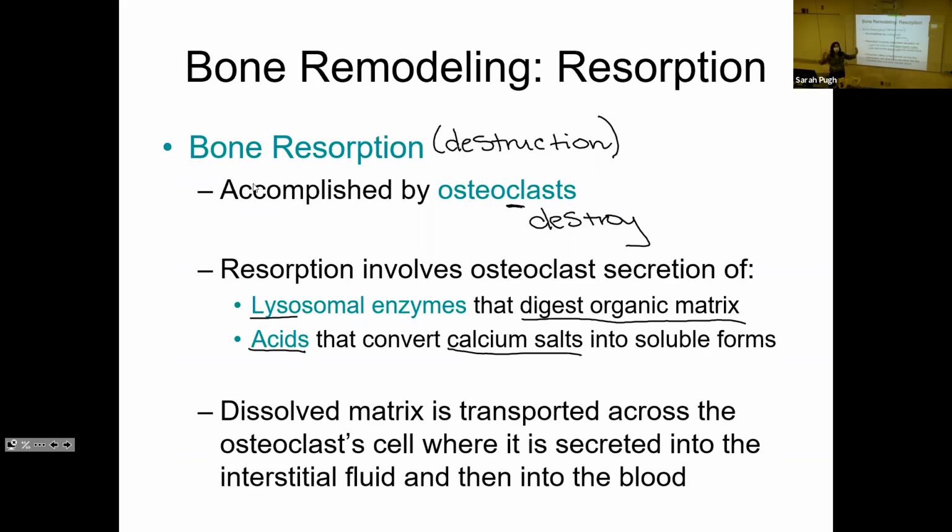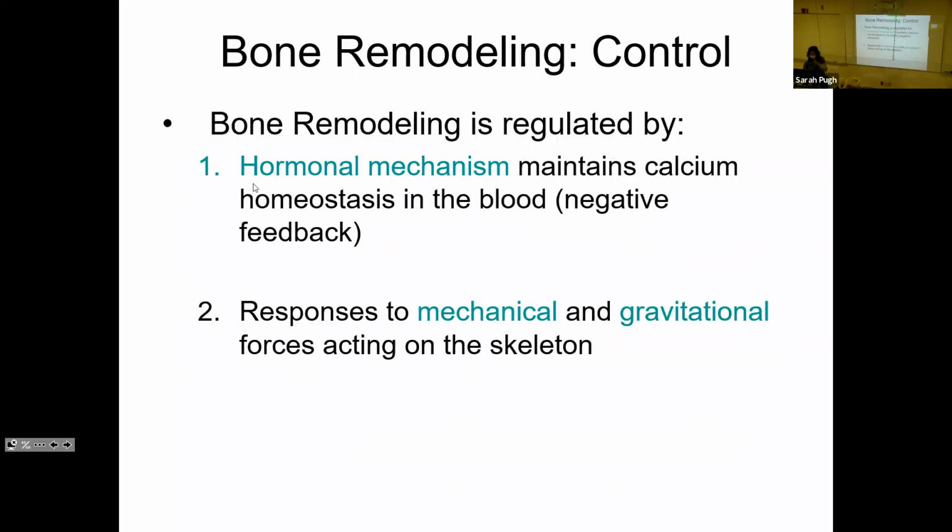So remember, it's easy to think of why we would ever need to build our bone. Oh, you've broken it, or you're getting bigger and taller. But when you think of destroying bone, it's kind of a little backwards of a concept. You are destroying your bone so that you can get blood calcium, because we need calcium for everything. So there's actually two things that will regulate bone remodeling. So your ability to destroy and build up your bone is regulated by two different things. One of them is called the hormonal mechanism. This is the blood calcium level.